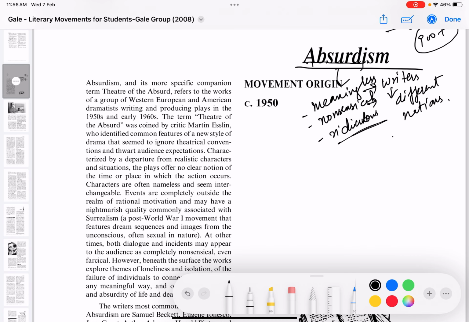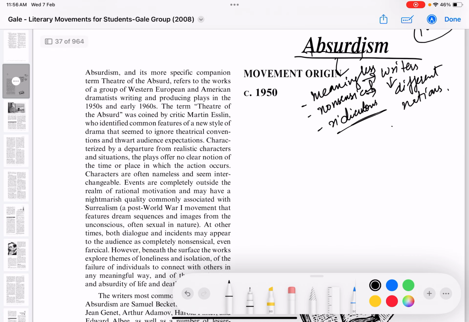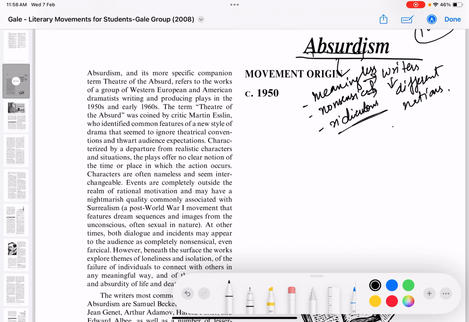Now see what they have written. Absurdism and its more specific companion term, the theatre of the absurd. Absurdism, and the term that we will be particularly focusing on in this section is theatre of the absurd. It refers to the works of a group of Western European and American dramatists. So now you have seen that in literature we'll particularly be focusing on the plays or the dramas, because it is the theatre of the absurd.